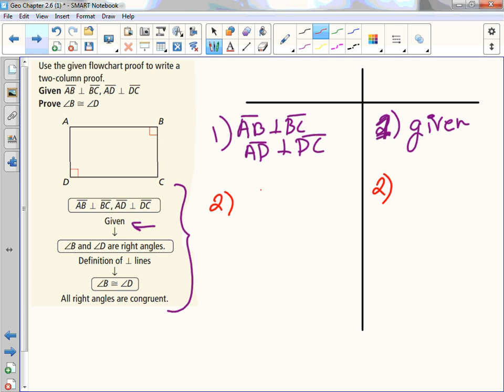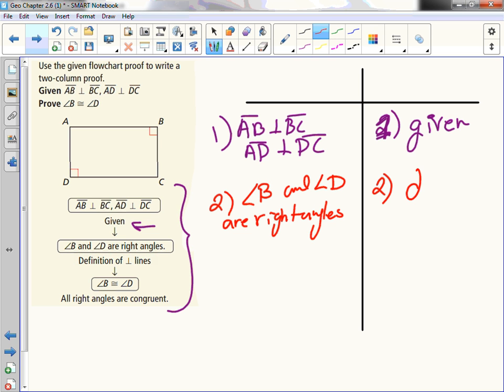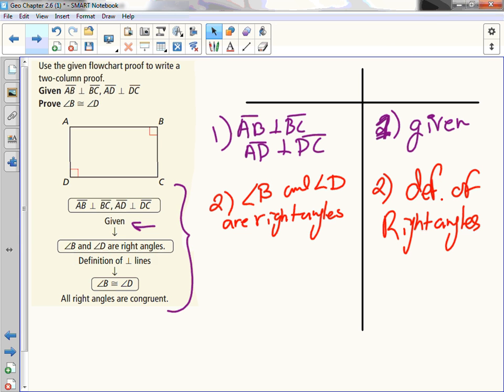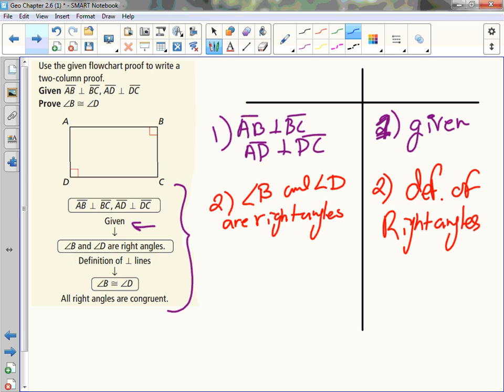Our next statement would be what? Definition of perpendicular lines? That B and D are right angles. This is the definition of right angles. So we're just listing them straight down, yes? Yes. Mm-hmm.